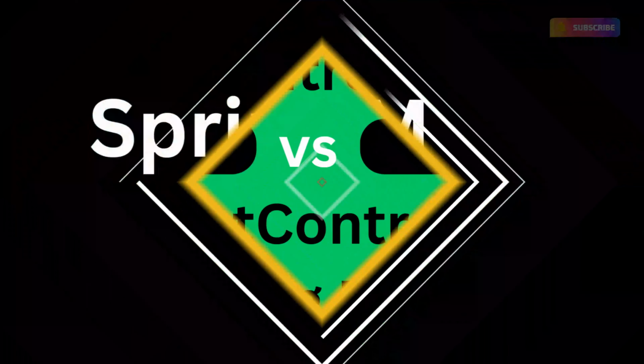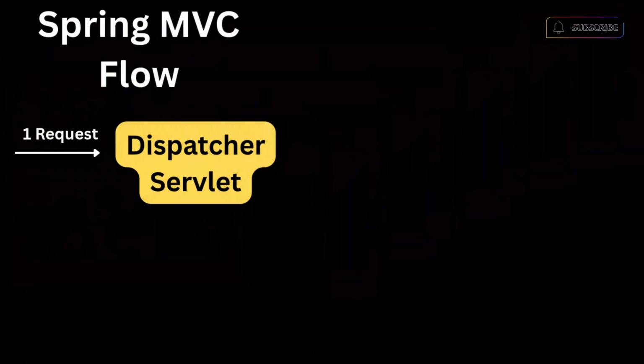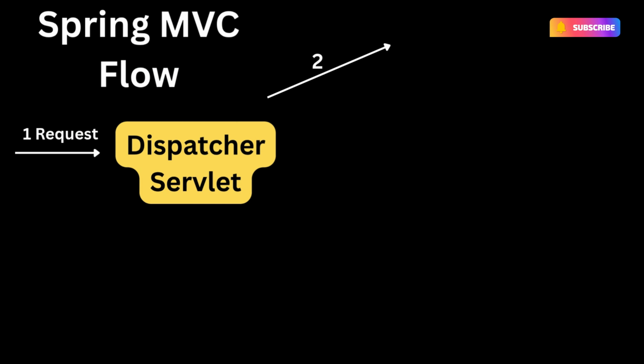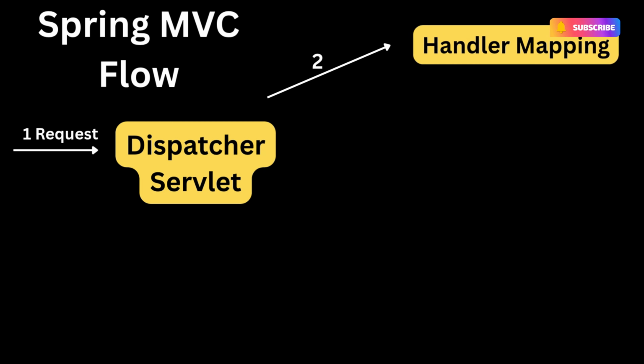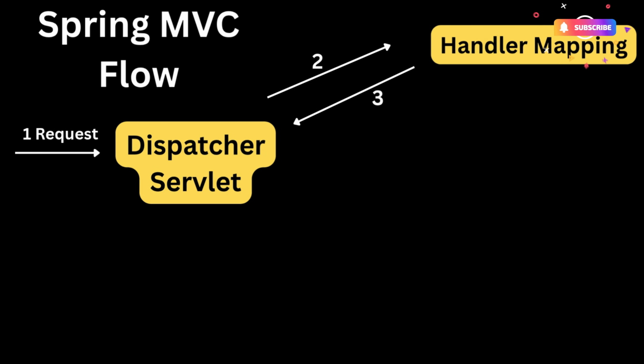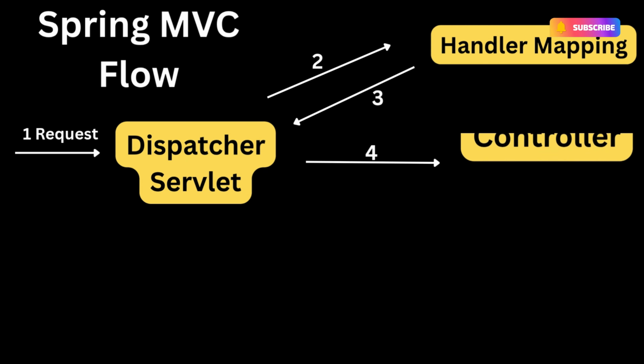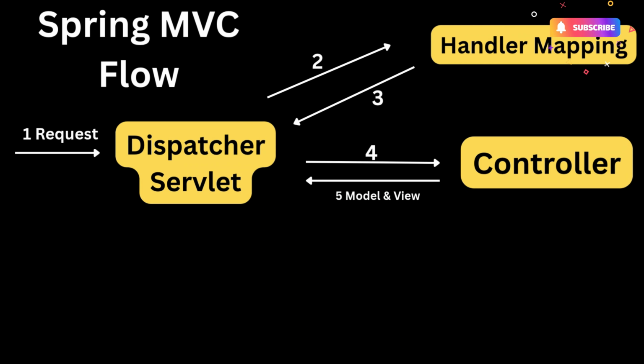To understand these two annotations in depth, let's take an example of a traditional website or application. In the traditional application, there were different key components. The first was the dispatcher servlet, acting as a front controller, which used to handle all the incoming requests. Then came the handler mapping, which used to map the incoming request to the appropriate controller methods. And then the controller is going to process that particular request.